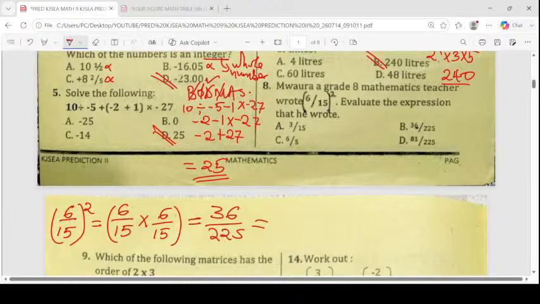So you need to know this. So when you take 36 over 225, that is the answer, which can be simplified even to 4 over 25. But in this case, when you look at the choices, we don't have 4 over 25, but we are having 36 over 225. So we are going to pick this one. It means the number was squared. To square a number is simply to multiply the number by itself.